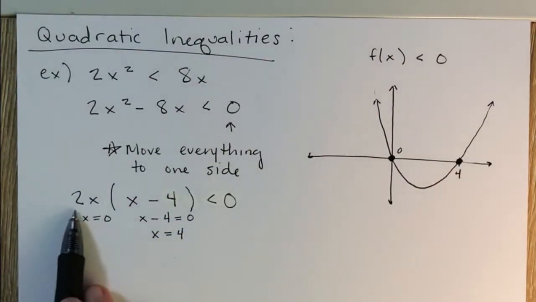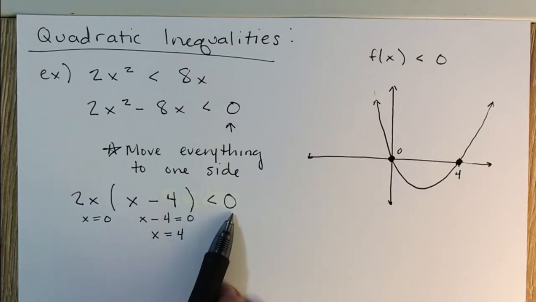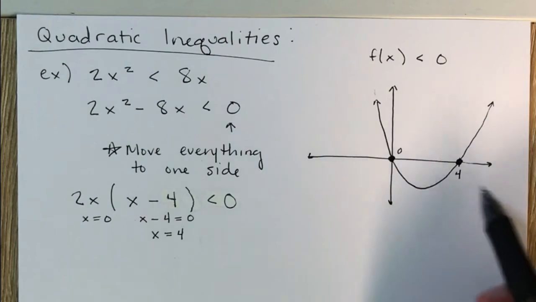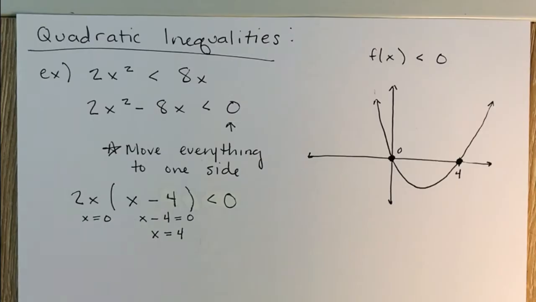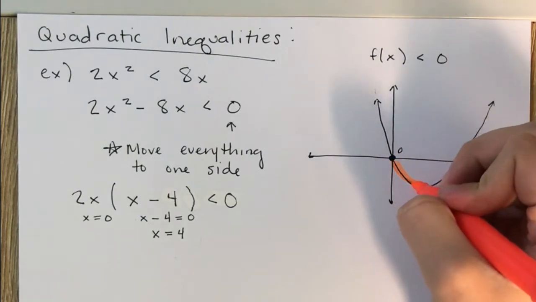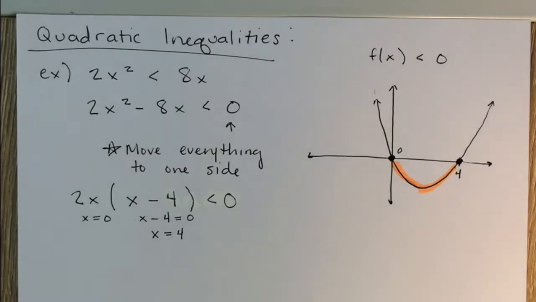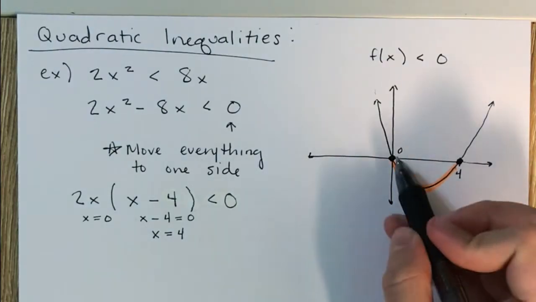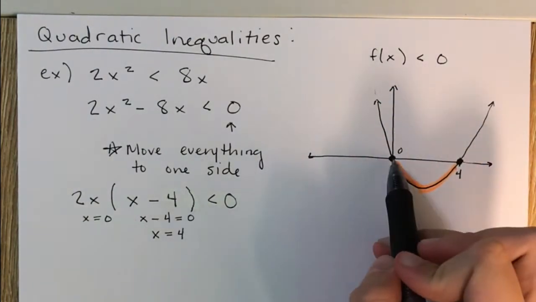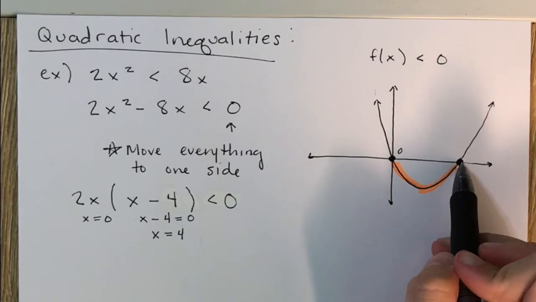What are we looking for? Well, we're looking at where this function, which we've graphed, is less than 0. Where are the outputs of our function less than 0? It's this part, right? When we're under the x-axis. What are the x values that describe this part of the function? Well, it's all the x values between 0 and 4, right?